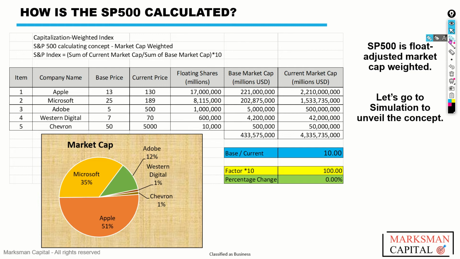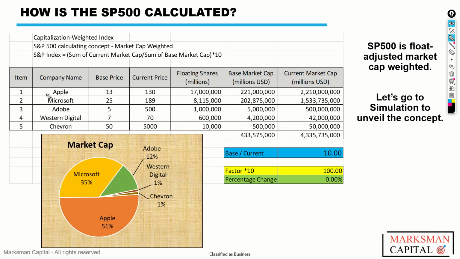If we look at the calculation, to calculate the S&P index, we have to use the sum of the current market cap divided by the sum of the base market cap. And here it is factored by 10. It's to make it more reportable or manageable.